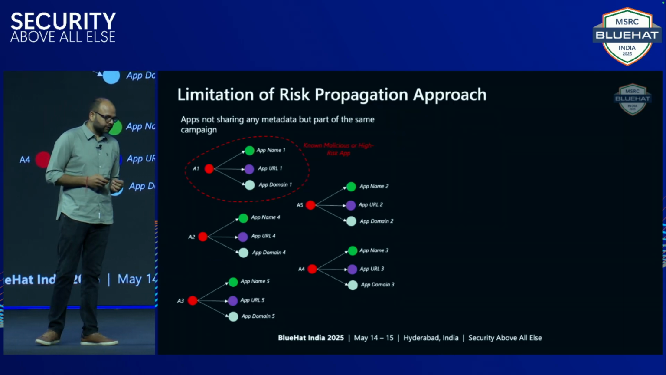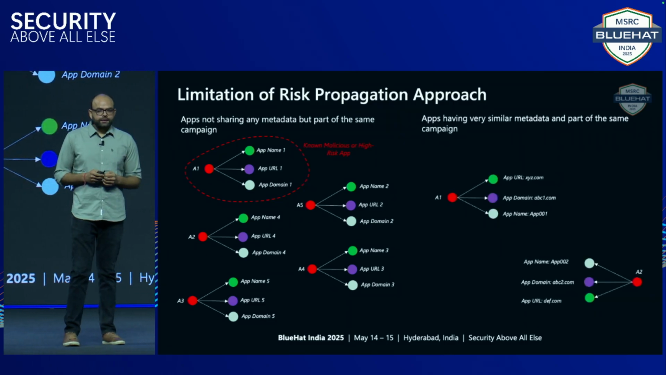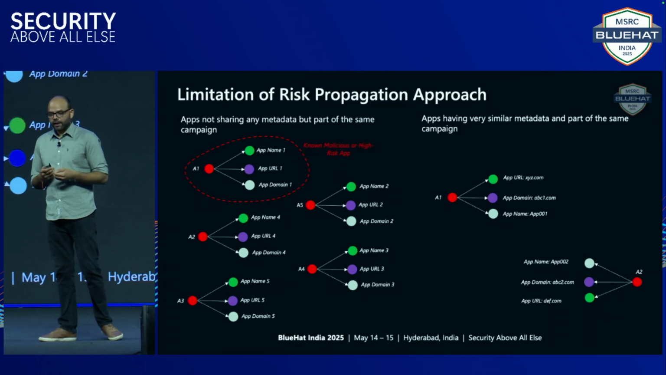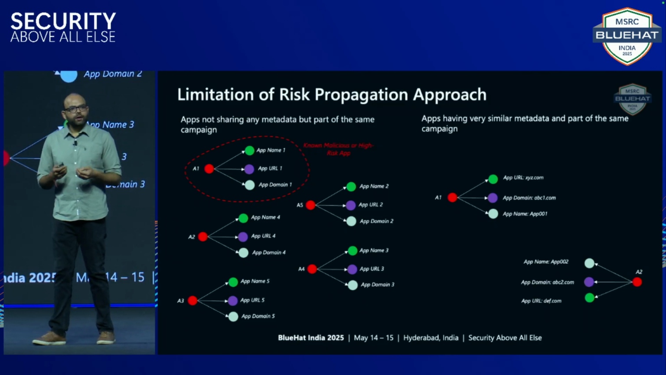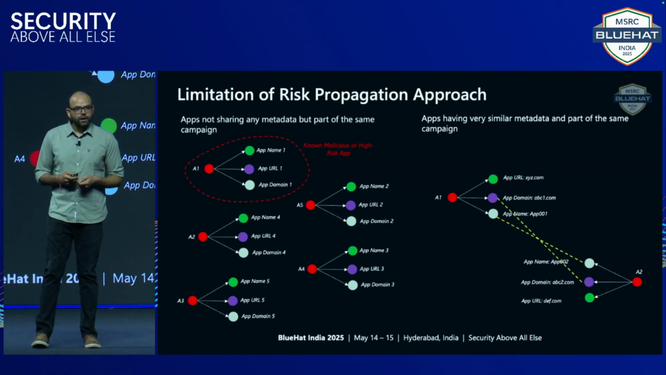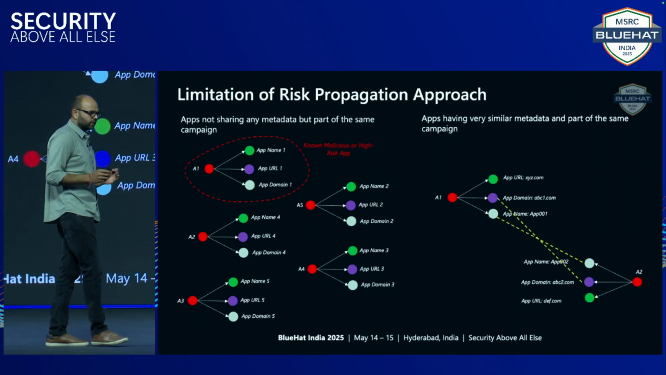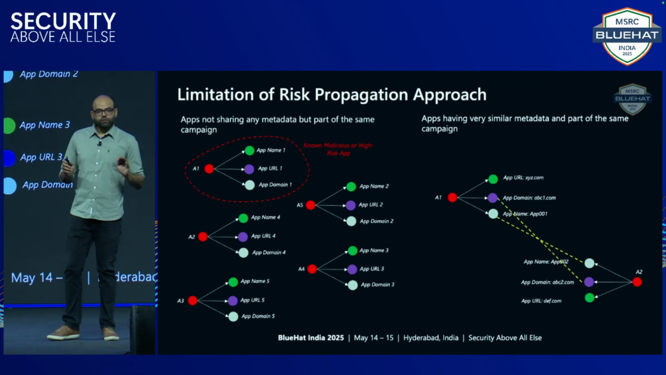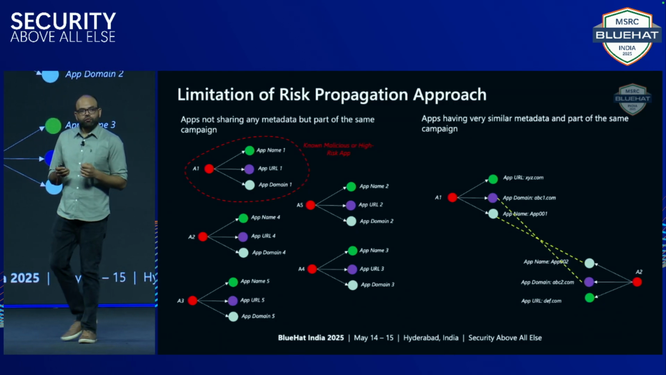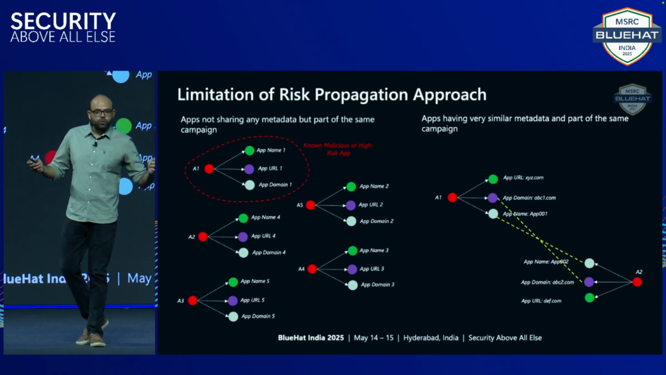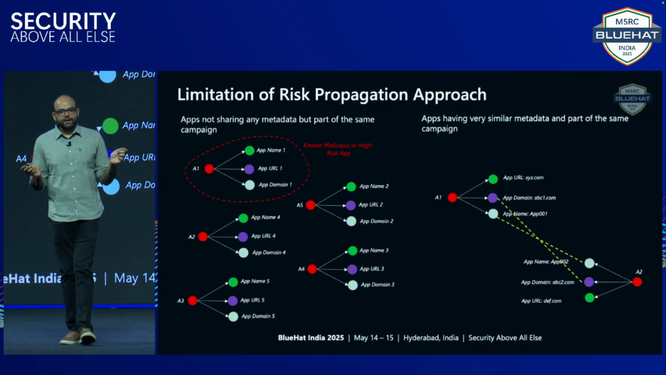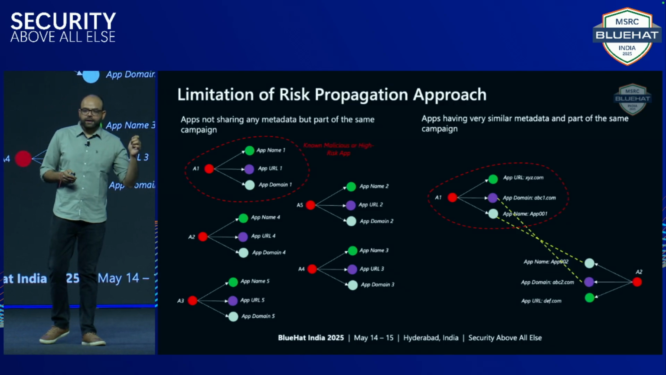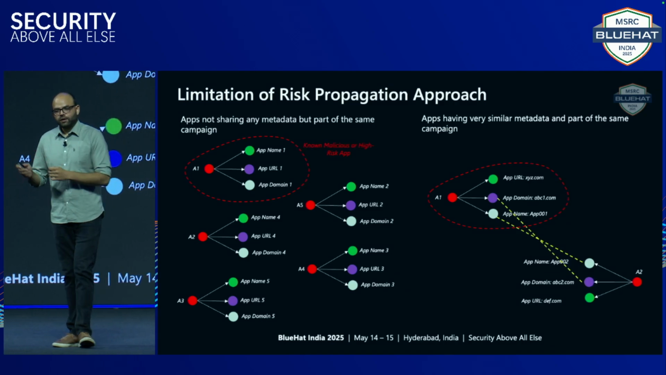In another case, we looked at 2 applications, and the attacker used slightly varied naming conventions. If you see here, the names of the applications are quite similar, app 001, app 002. To the human eye, they look very similar, right? But the graph will treat them as separate nodes, and you cannot create a connection between them. And that's where, again, even with the knowledge that one application is bad, we cannot identify the other applications.